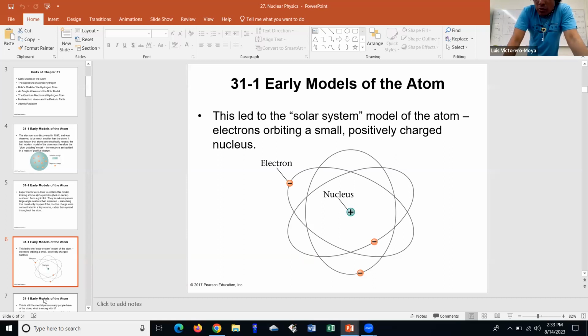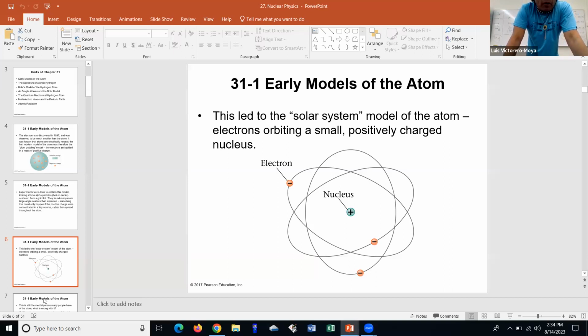Oh. So that was okay. The problem was that this model was very good to explain the hydrogen atom. And I'm going to show you today, or a little bit, how we use the electrostatic force and the conservation of angular momentum to find the Bohr radius.